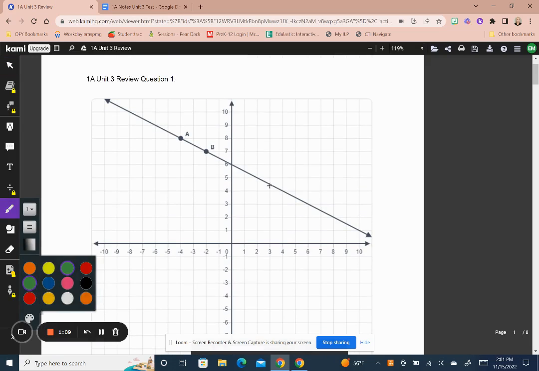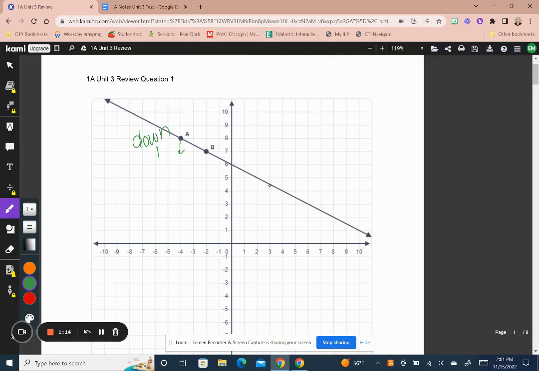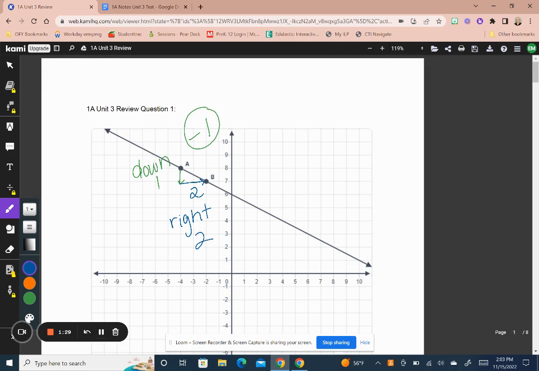So let's take a look. I'm going down 1. Okay, that is a -1. And then I'm also going to the right 2. So right 2 is a +2. Okay, so down 1, right 2, that's a +2. Our slope is rise over run. So our slope is -1 over 2.